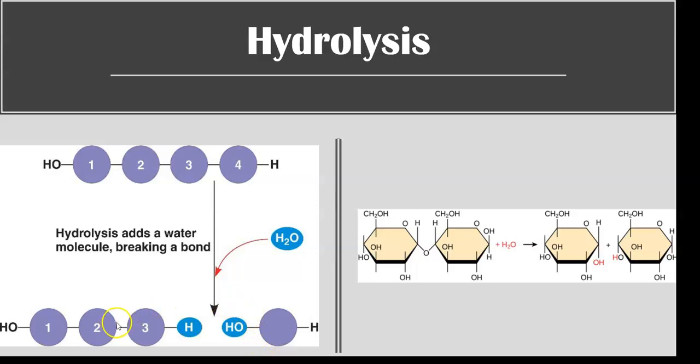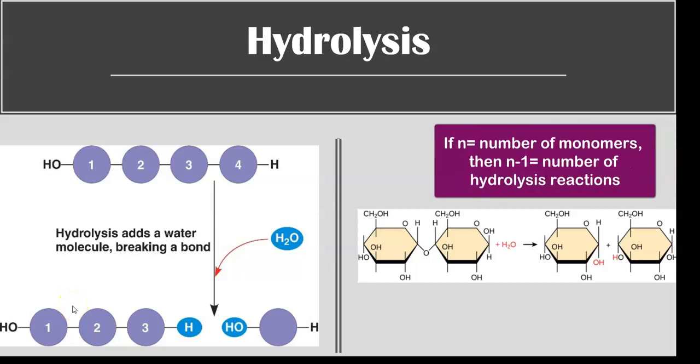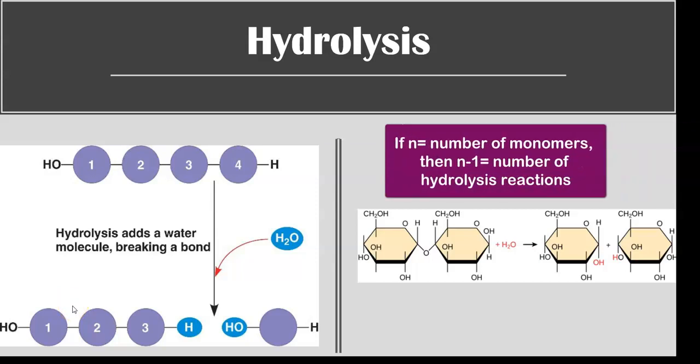Now, if we want to separate monomer units 2 and 3, we have to have another hydrolysis. And if we want to separate monomers 1 and 2, we have to have a 3rd hydrolysis. So just like with the dehydration reaction, for every breakup that you want to have, you need to have a hydrolysis reaction. So if you have n number of molecules, you're going to have n minus 1 hydrolysis reactions.